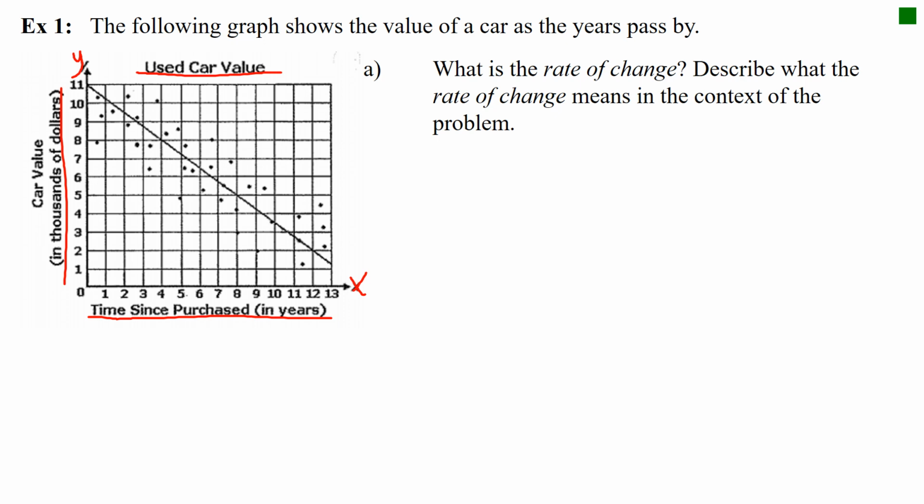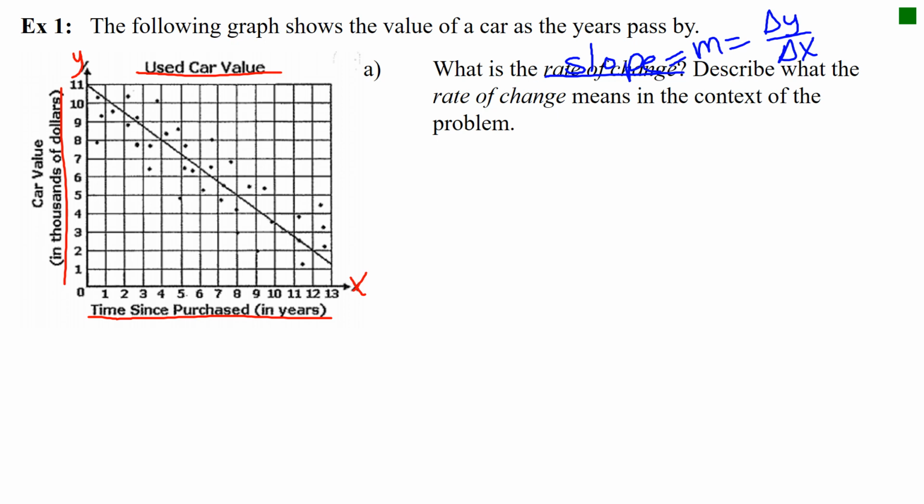Now, question A says, what is the rate of change? And then describe what the rate of change means in the context of the problem. So it's 2 parts. First, calculate the rate of change and then describe it. Now, rate of change just means slope, okay? And the reason it's called rate of change is because slope, which we already know is equal to letter m, is calculated as change in y over change in x. That fraction right there is what we call a rate. It compares two things, usually in the form of a fraction. In this case, what's being compared is how y changes over how x changes. So we need to calculate slope.